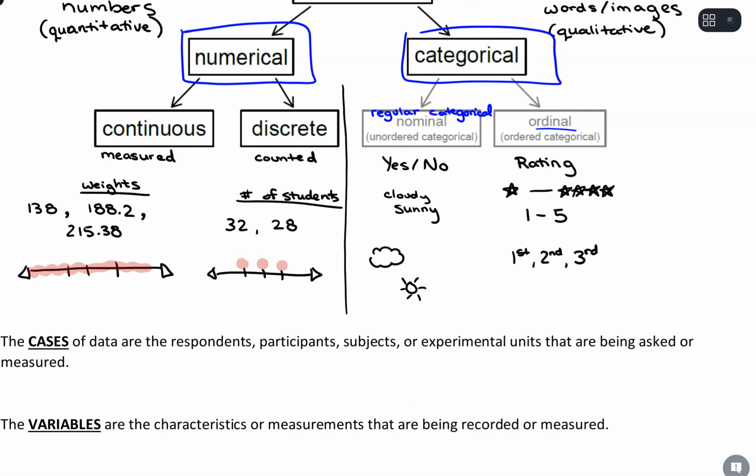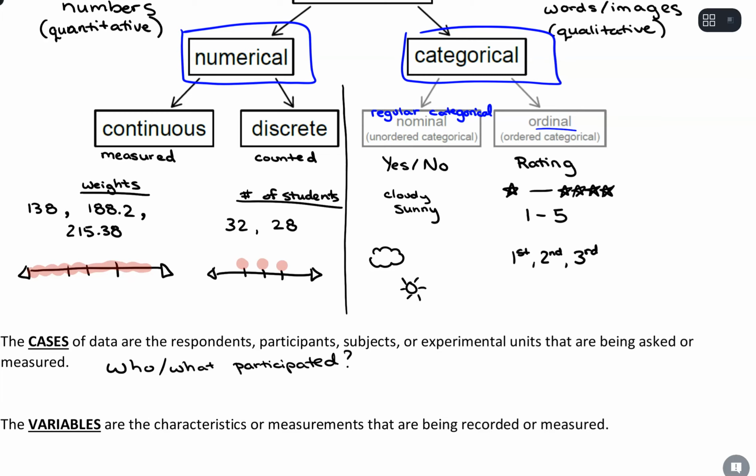Let's talk about cases. So when you look at data, you'll be able to describe the cases. And the cases are the respondents, participants, subjects, or experimental units. So when we're asked about the cases of data, I often think about who participated or what participated. Who or what participated in this data?